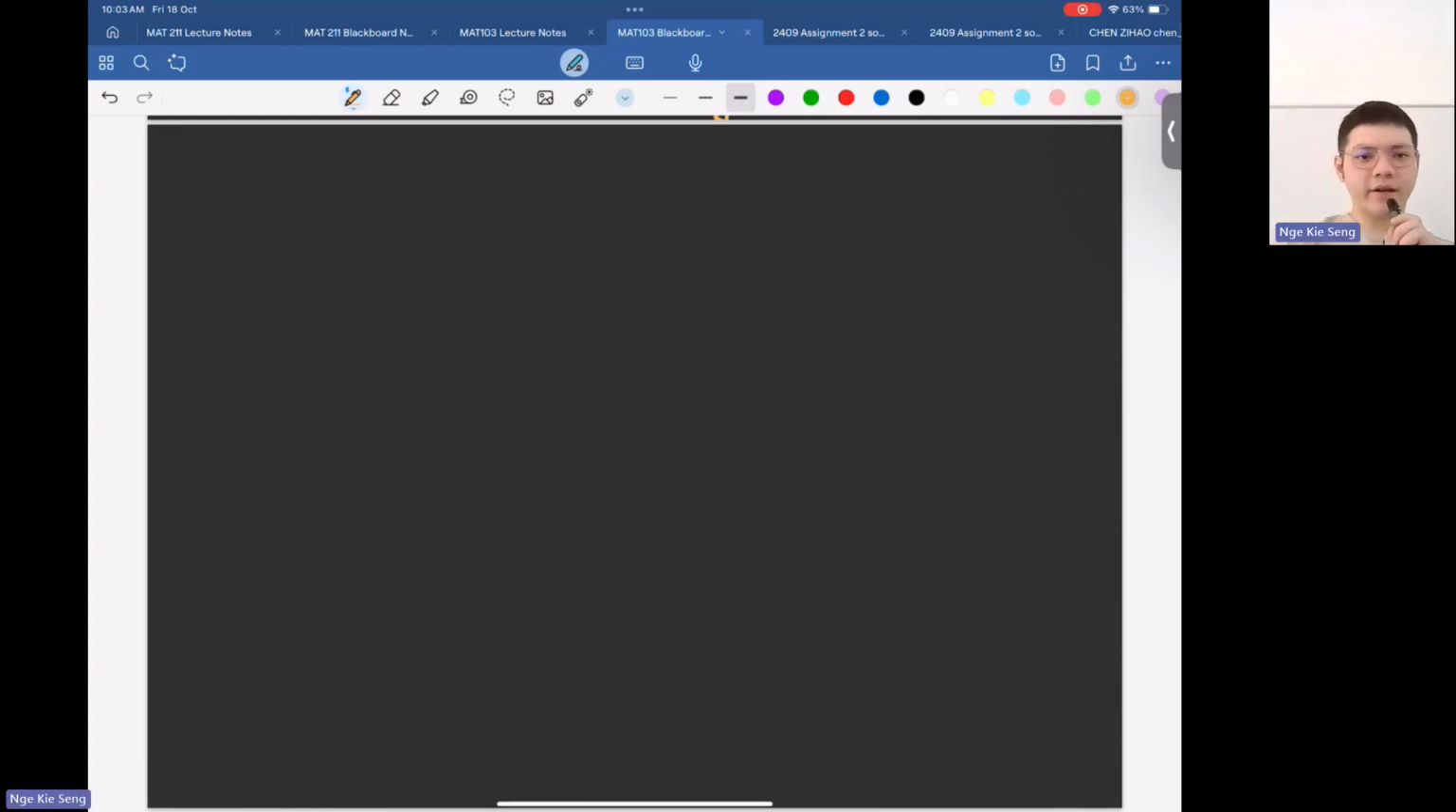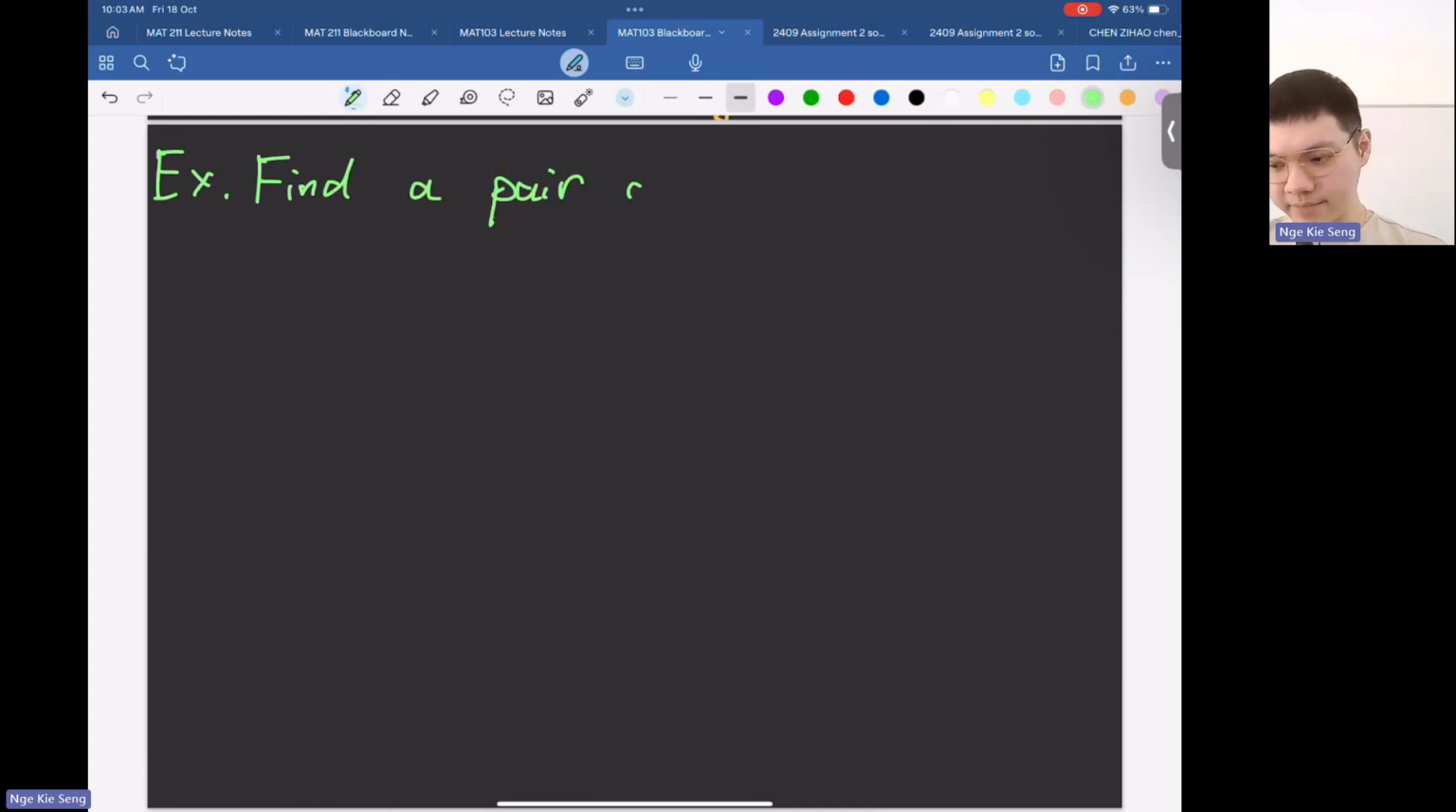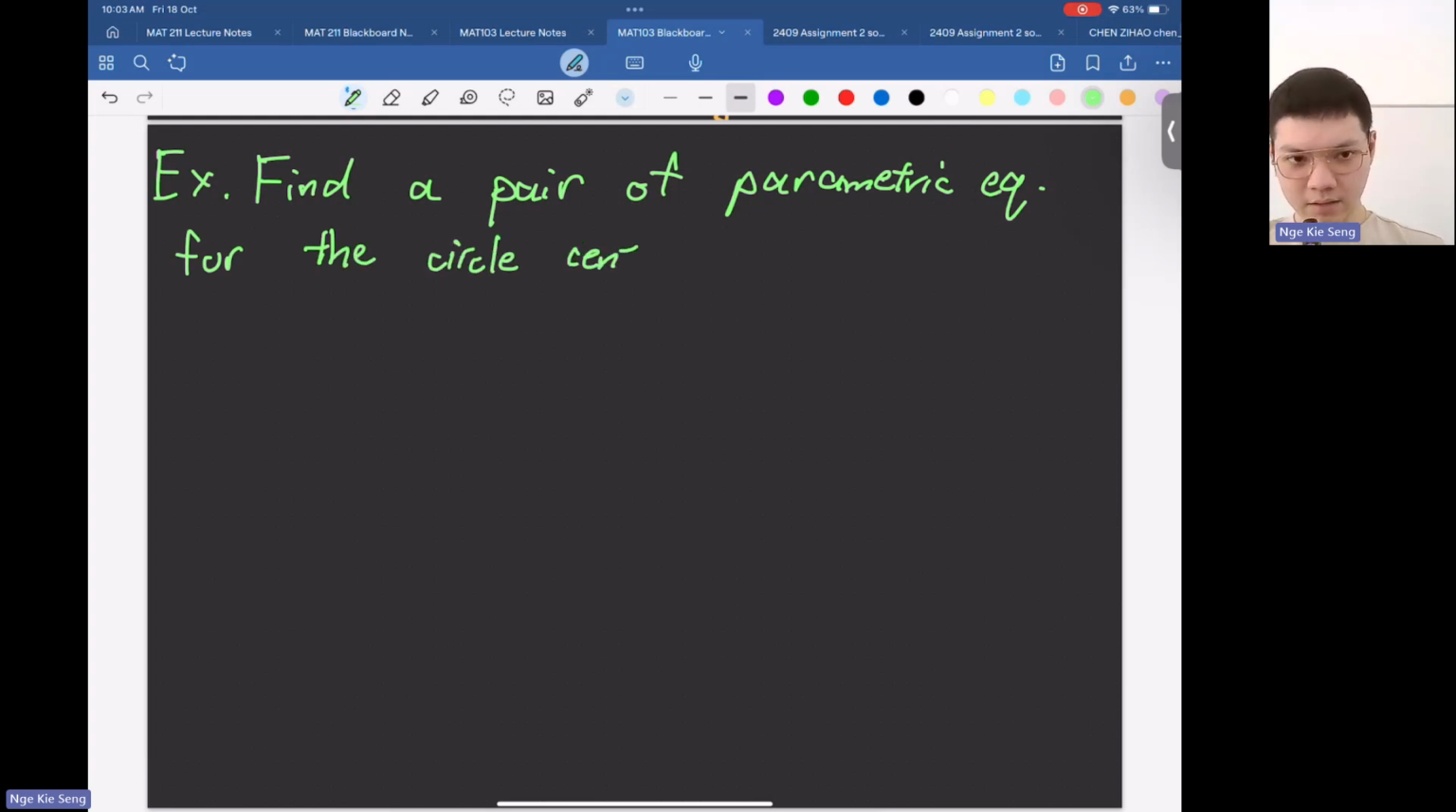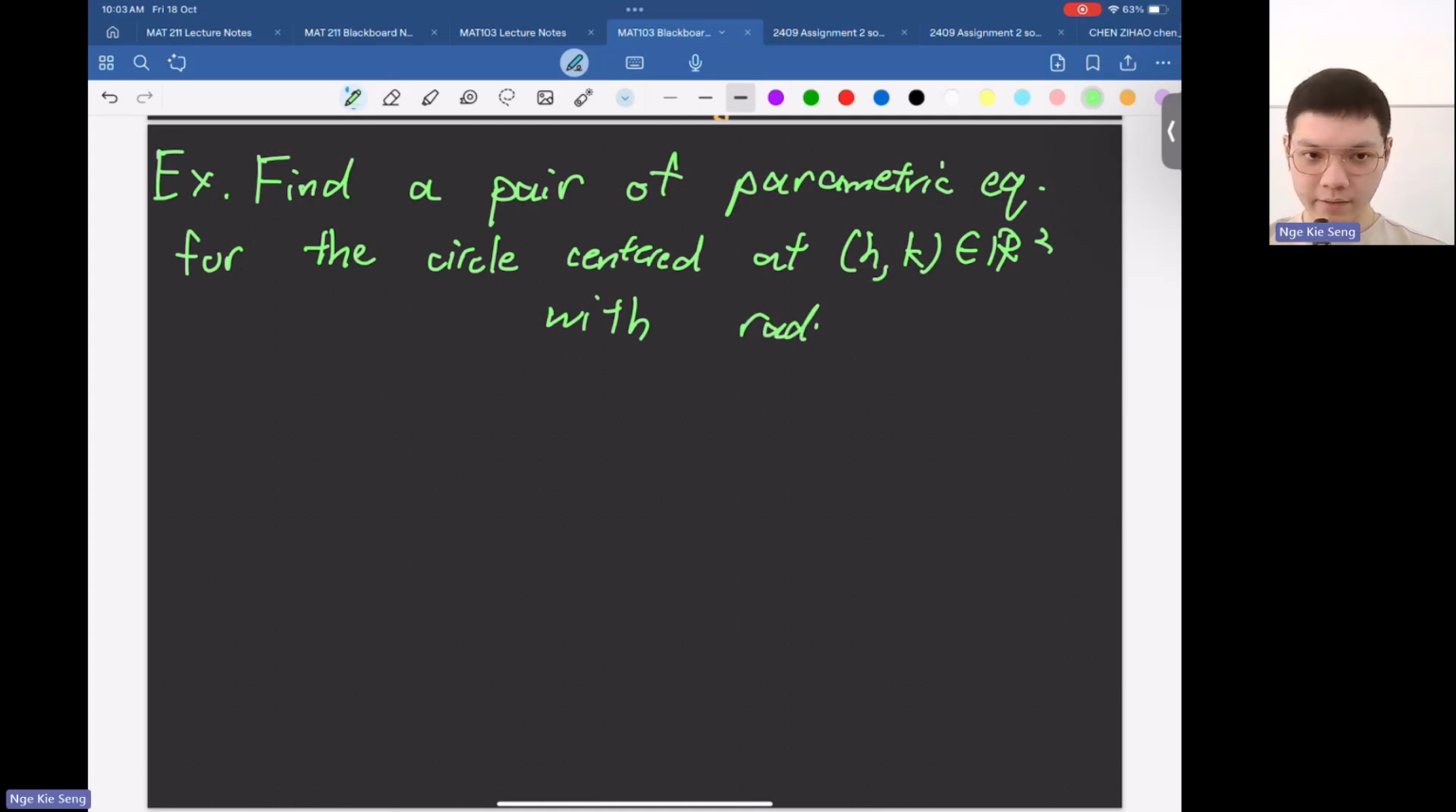Okay, testing. Okay, right. Let's start again. So let's do one exercise. I'll let you think about it. So exercise: again, find a circle equation. But this time I want to make a random origin, or random center and random radius. So let's set the circle to be centered at a point (h, k) in R2 with radius R.